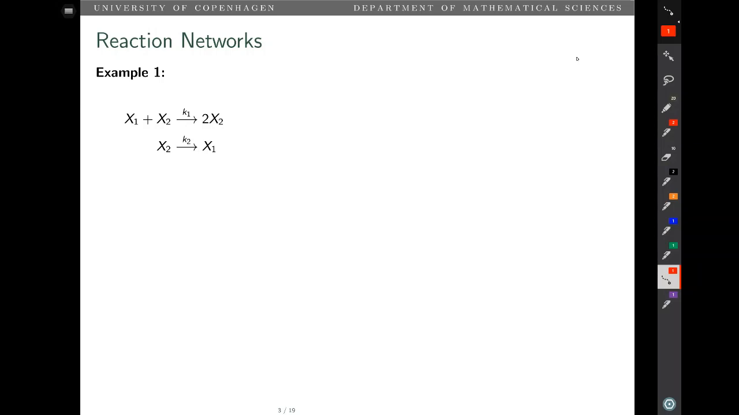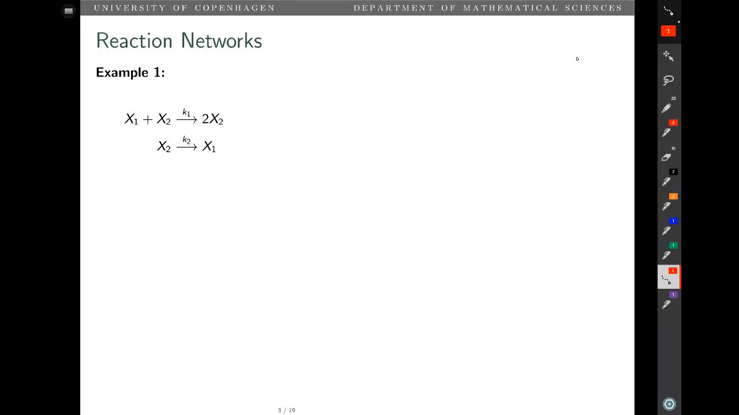Each of these arrows represents a reaction, the first reaction. So I will be thinking of proteins or molecules. So let me talk about molecules. One molecule of x1 meets one molecule of x2, and then eventually, with a certain rate that depends on a certain constant, which I will call a reaction rate, it eventually becomes two molecules of x2. And the second one just means one molecule of x2 will eventually become one molecule of x1. This is what this encodes.